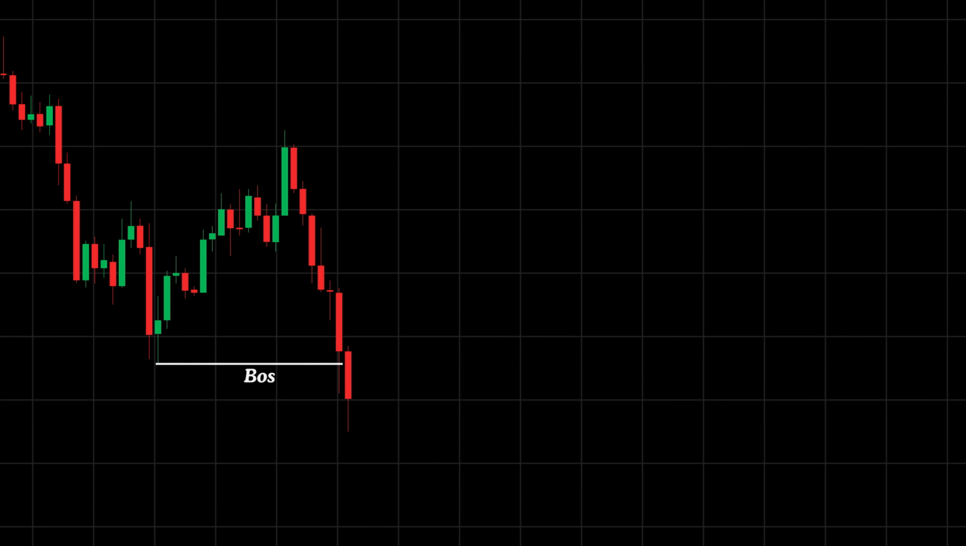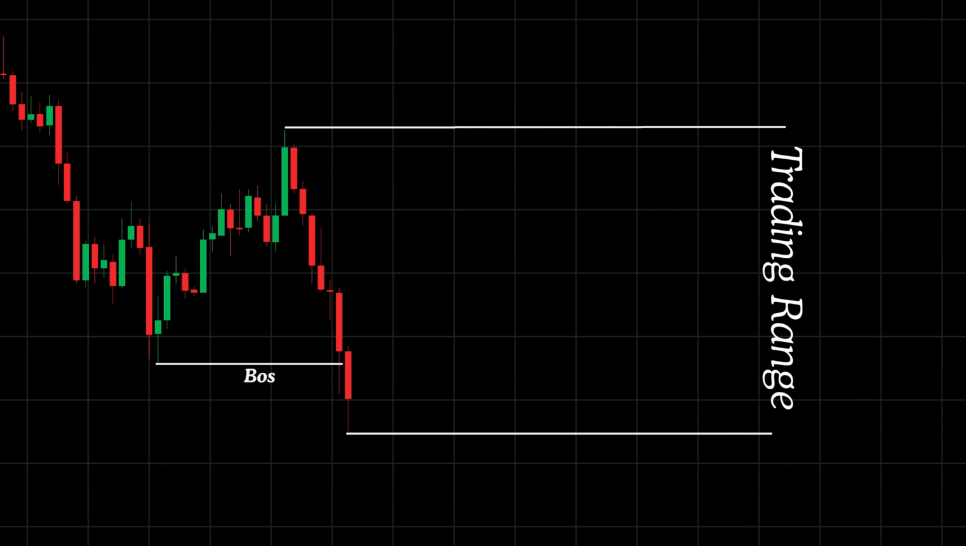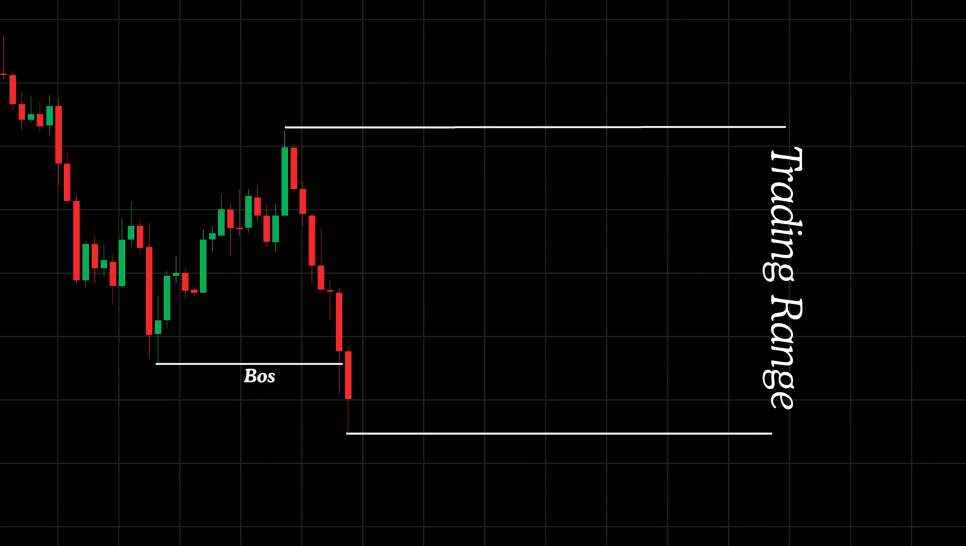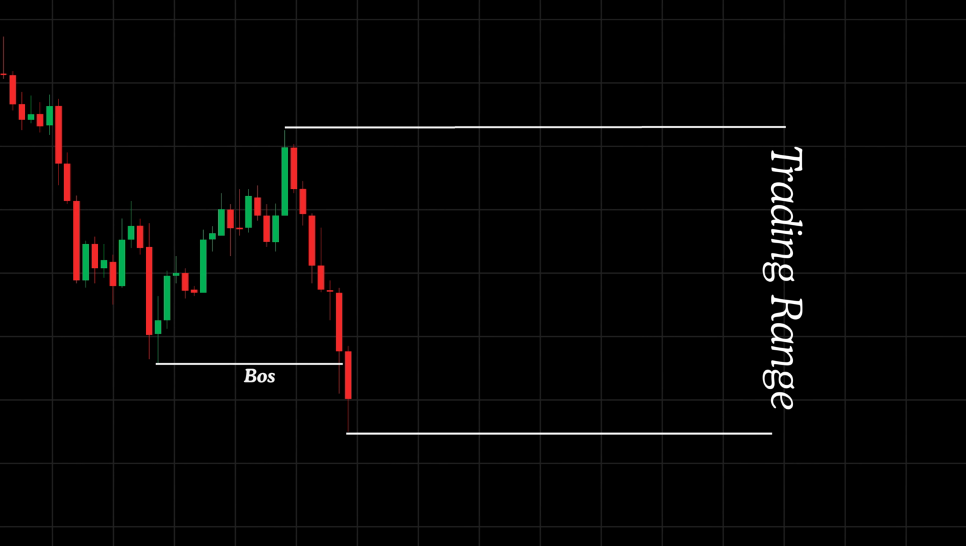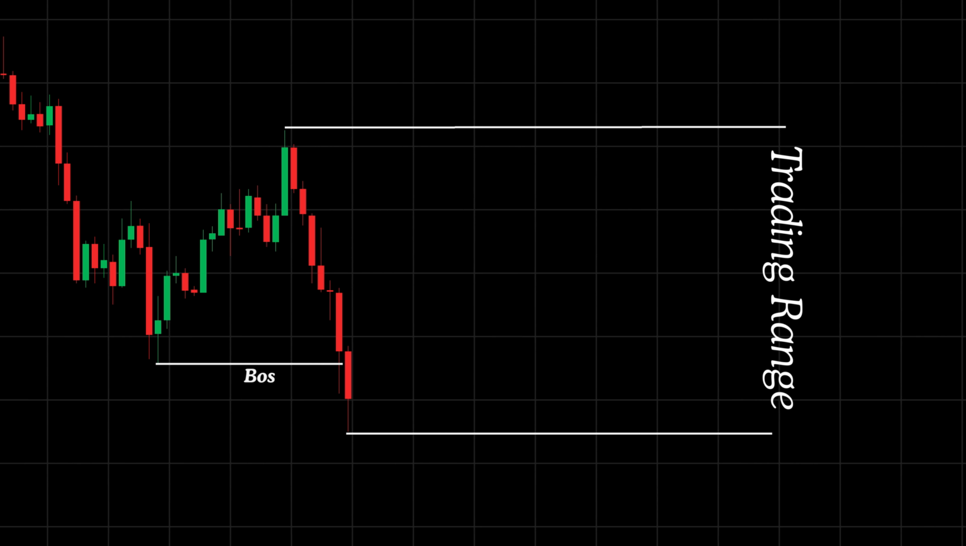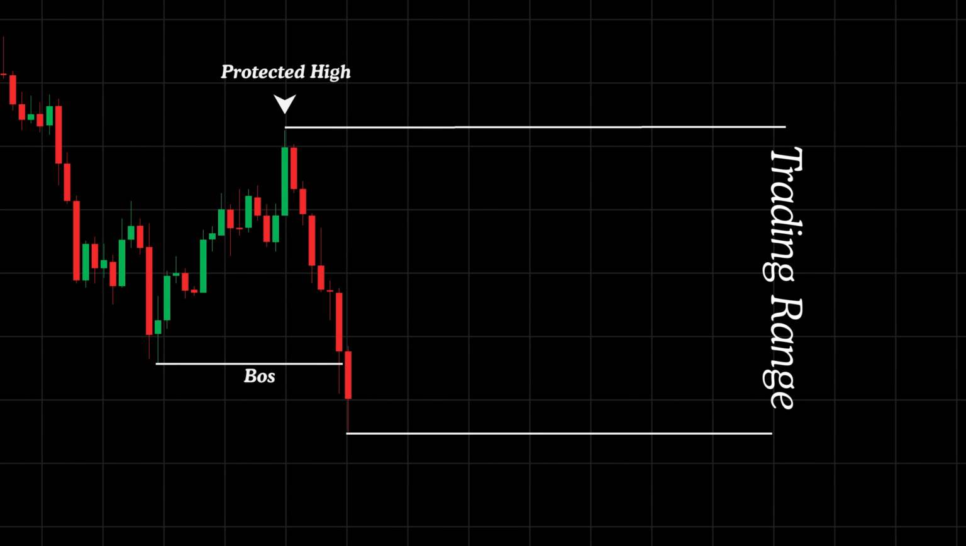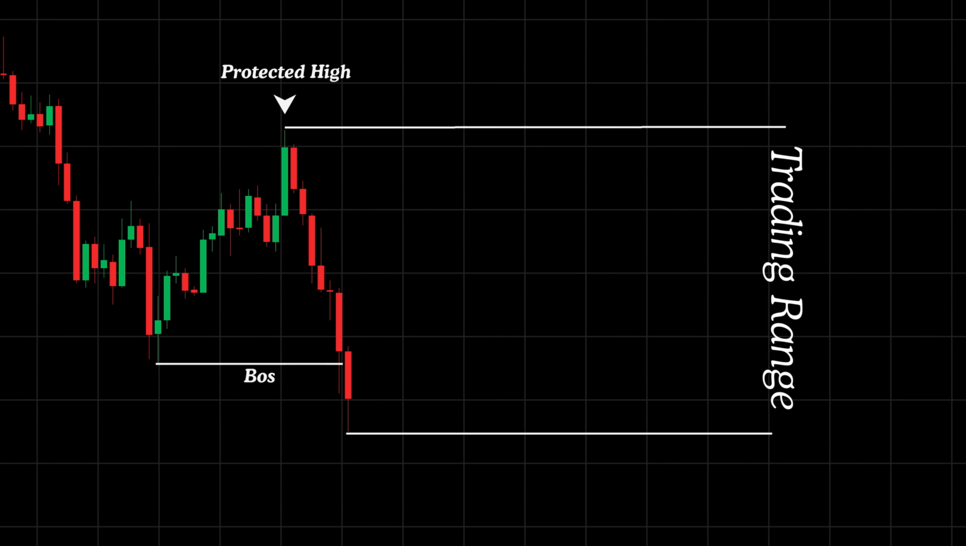The first step is to outline the trading range. This is the most recent breakout, so we mark the range from the swing low to the swing high. This tells us to expect the correction within this range before the next downward impulse. If price breaks above this protected high, the entire bearish outlook becomes invalid.